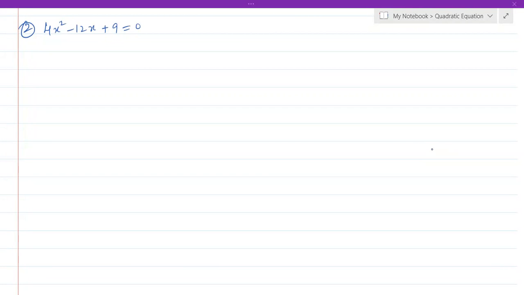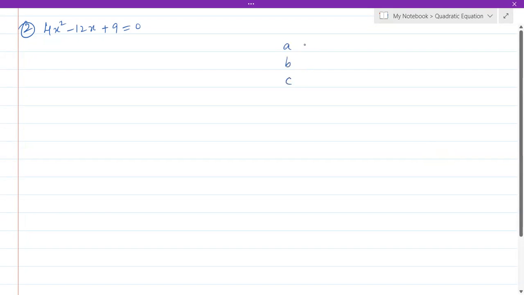So we have taken the second question, 4x square minus 12x plus 9 is equal to 0. Is it in the standard form? What is the standard form? It should be in the decreasing order of the powers. So it is in the decreasing order of the power. That is, we have got x square, then x, then the constant number. So no problem.